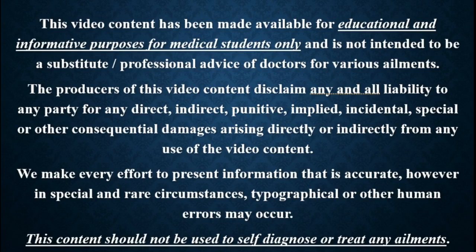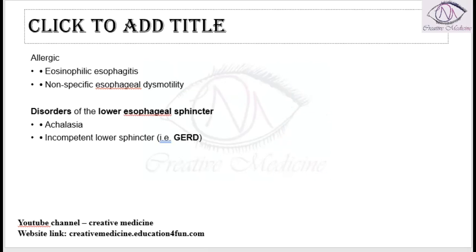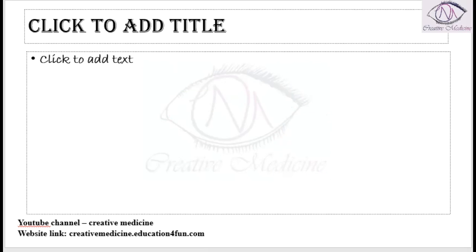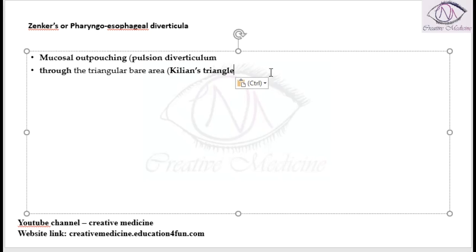In this lecture, we will learn about Zenker's or pharyngoesophageal diverticula. In Zenker's or pharyngoesophageal diverticula, a mucosal outpouching or pulsion diverticulum is seen mainly through a triangular area which is called Killian's triangle.